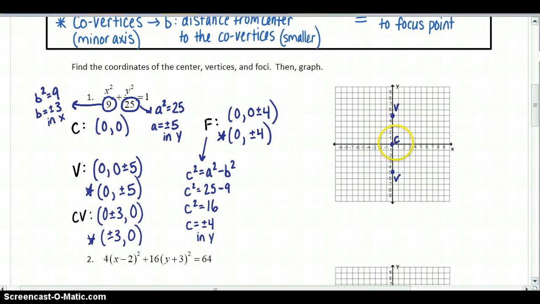And then my co-vertices are at plus or minus 3 comma 0, which means 3 comma 0, there's one. Negative 3 comma 0, there's another.